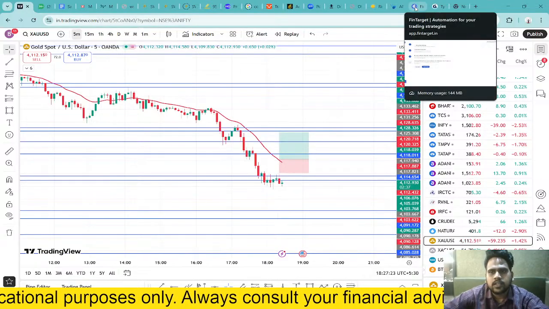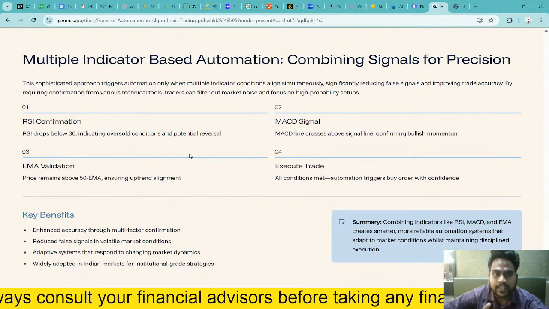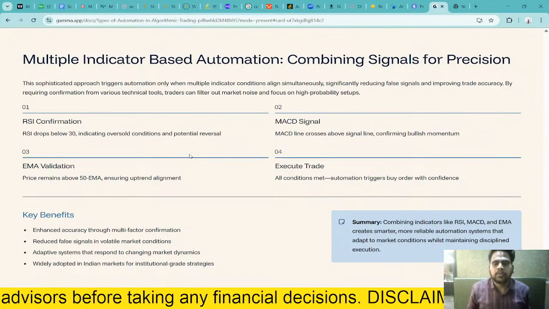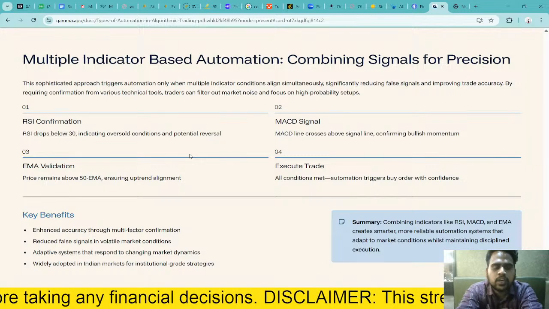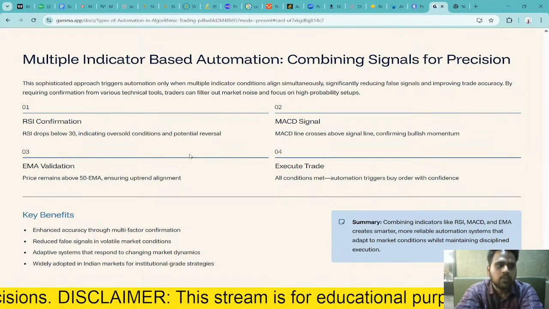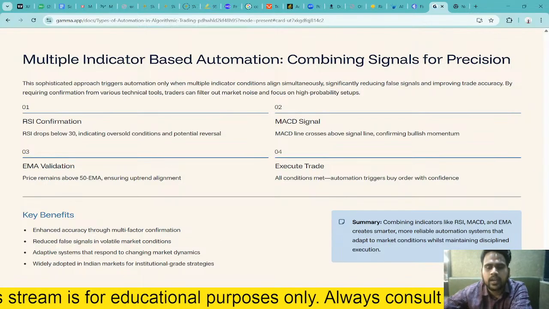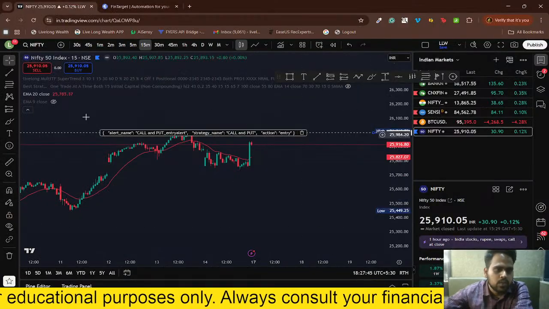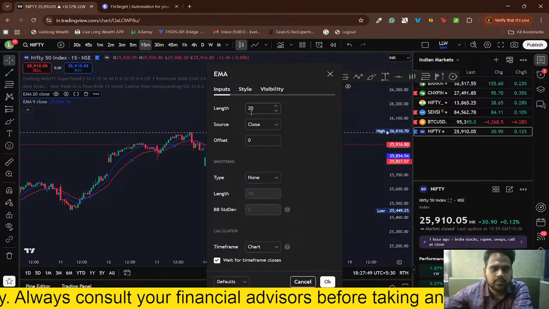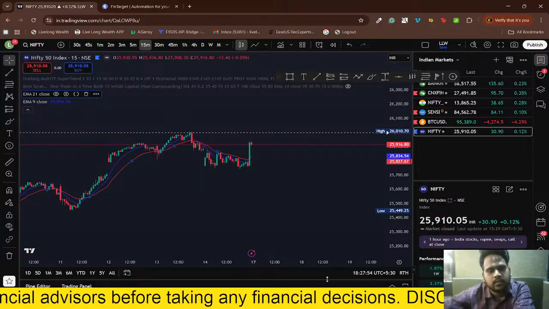The third one is multi-indicator based automation. This is what most of you will be doing, correct? You will be putting two, three indicators, and according to that, if this is happening, I need to take a trade here. As of now, I will show you how one of the simplest and most effective ones works. So, 20 and 21, whatever. I will be adding these indicators.